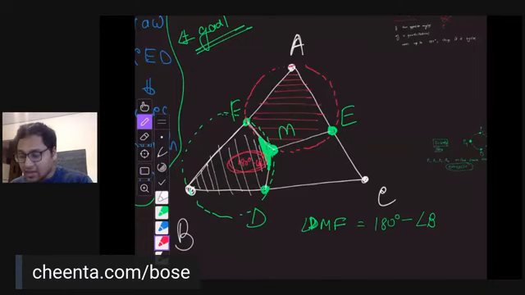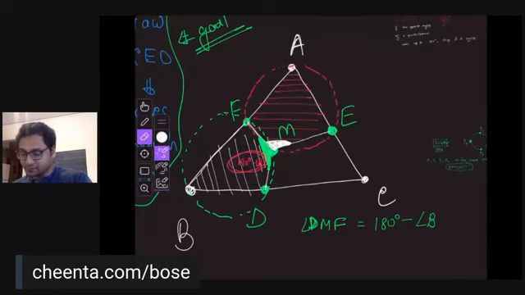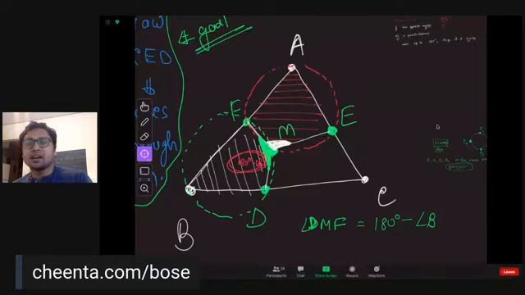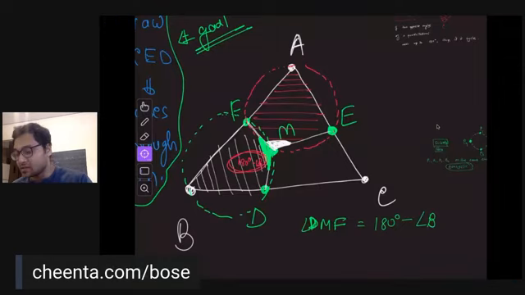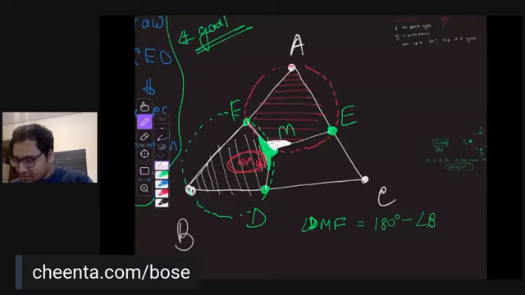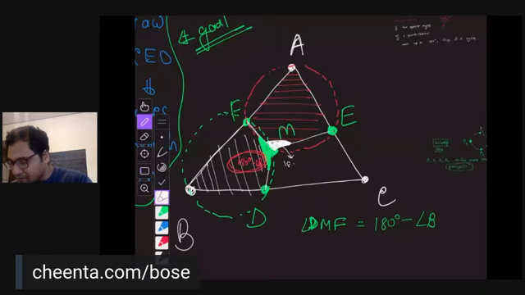Using the same idea, can you find out this white angle right down here? This white angle is what? A similar idea should help you to find out this particular white angle. Could you find that? Excellent. Ishan is correct. Very good. This is 180 minus A.